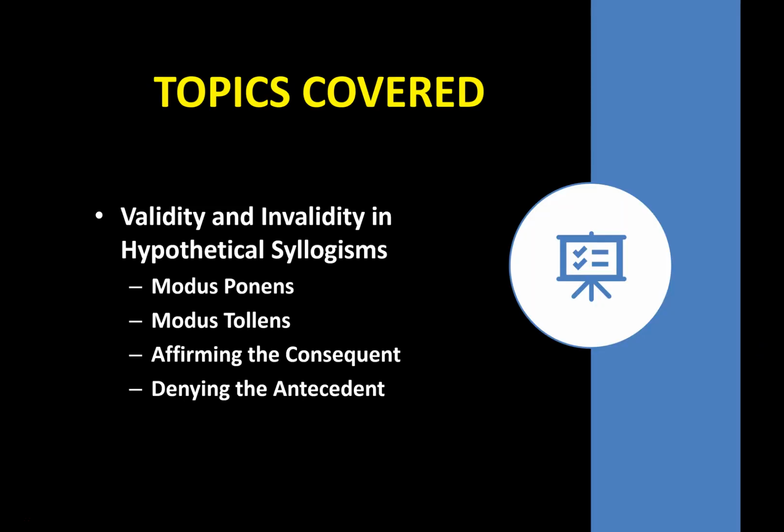So hopefully the writing helped and didn't distract you much. I'll get better with it as we go along, but topics covered are validity and invalidity and hypothetical syllogisms, which means modus ponens and modus tollens for the valid forms, right? And affirming the consequent and denying the antecedent for the invalid forms.